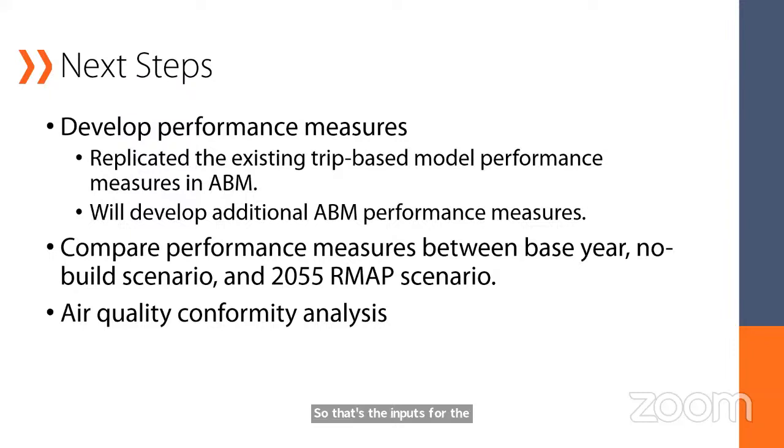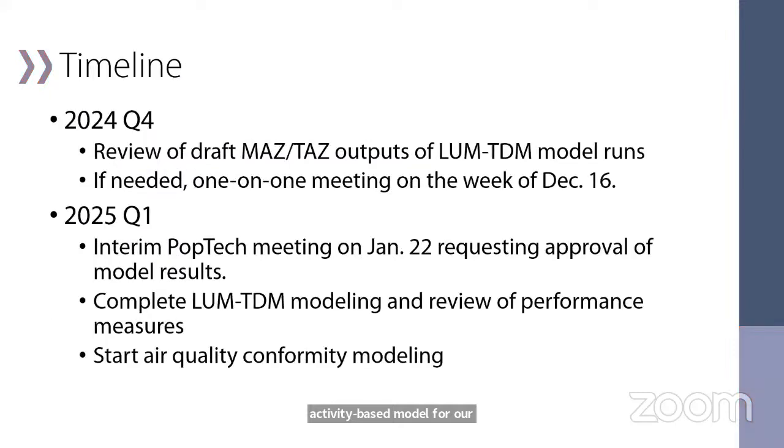And the next step, we will run the performance measures and compare the performance measures between the base year no-build scenario and the 2055 RMAP scenario. And we are also going to do an air quality conformity analysis after we run our activity-based model for our forecast year. And that's all for the activity-based model updates.